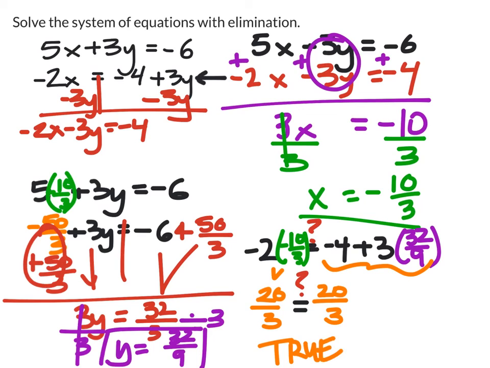So since it's true, now I know that both of my answers here that I had, x is -10/3 and y is 32/9, is the correct answer on this one. So that's how you set that up and solve it using elimination.